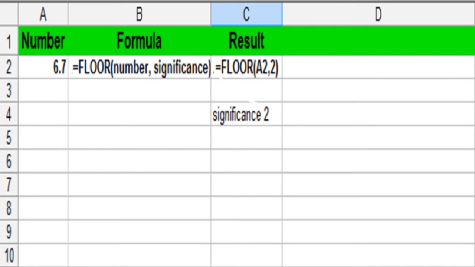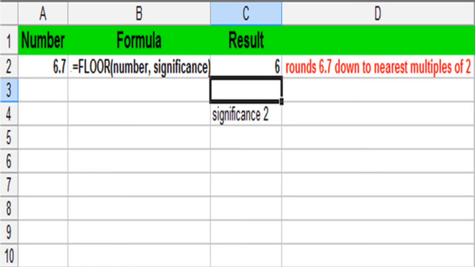Significance 2. Applying the formula in this example: equals FLOOR(A2, 2). Here A2 represents the number 6.7. Press enter. Rounds 6.7 down to the nearest multiple of 2. Result 6.